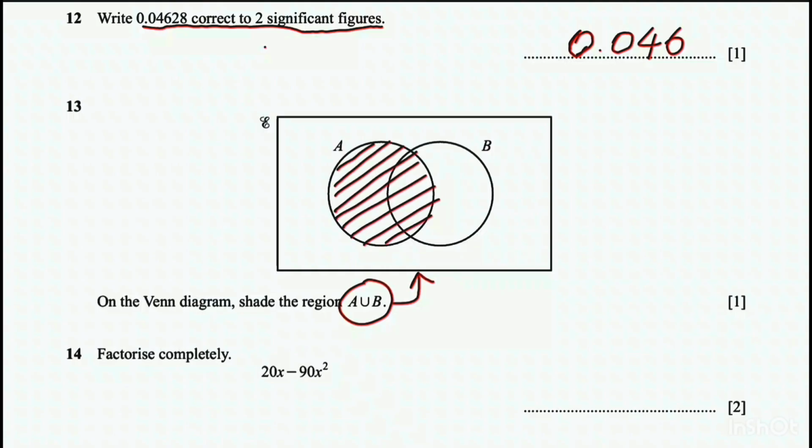Next question is we have to shade the region A union B. Union means all elements together. So elements of A and B all together are shown through this shading. So A union B is shaded with red color. This has been done.